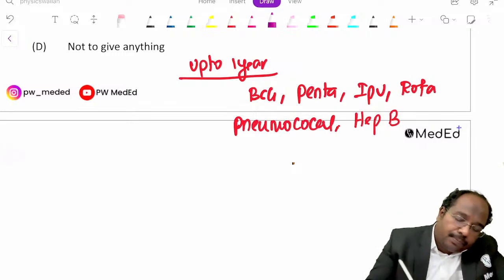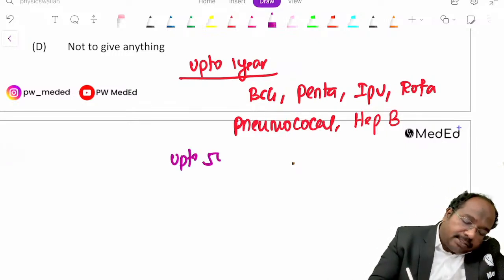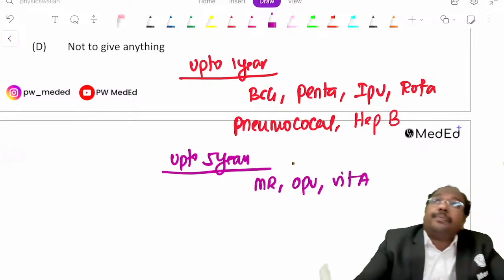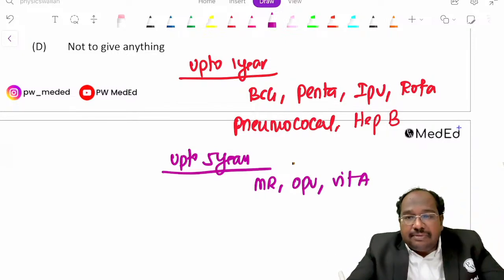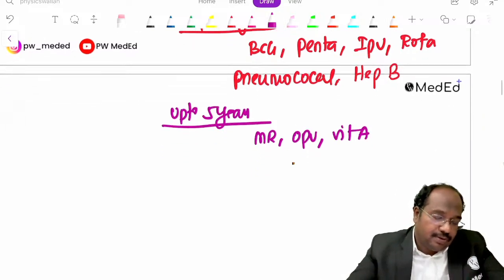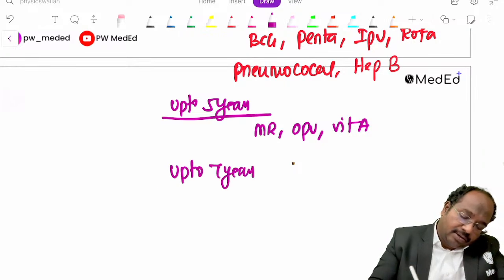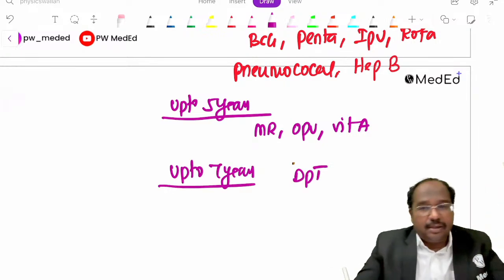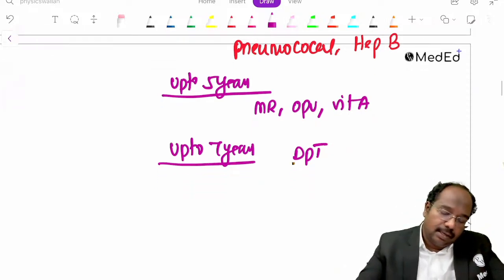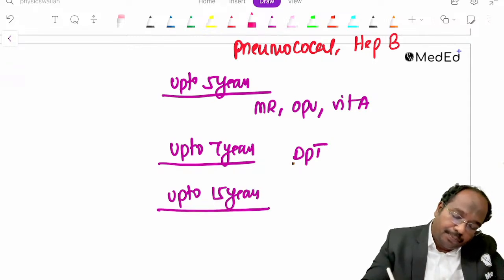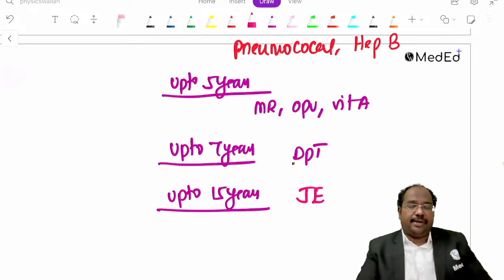Okay, fine. Next, up to 5 years: you can give MR, OPV and vitamin A. These you can give up to 5 years of age. Up to 7 years, you can give DPT. Up to 15 years, you can give JE vaccine.